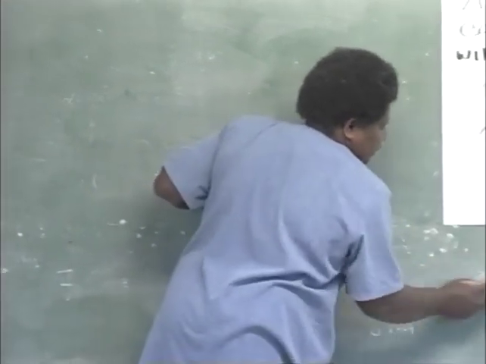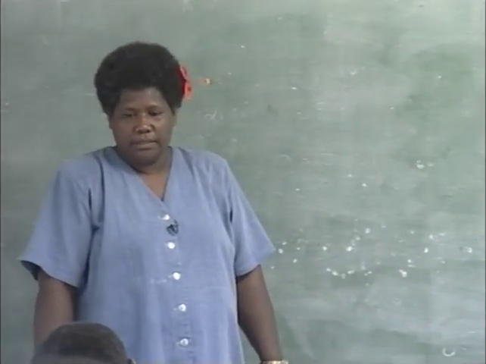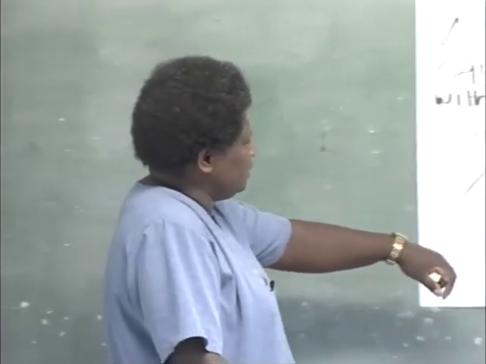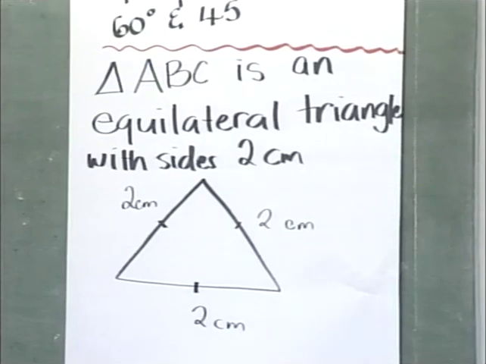So this is what I want you to do. You're going to draw an equilateral triangle of side 2 centimeters. And then we are going to use it to find the exact trig ratios for sine, cosine, and tangent of 30 and 60 degrees. Okay, I've got it done on the board. I want you to do it in your exercise book, please.